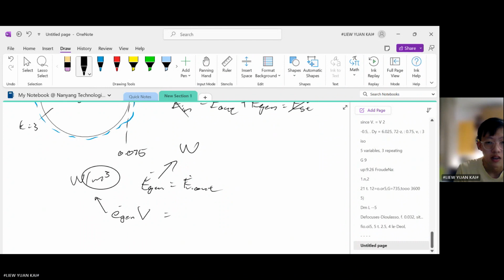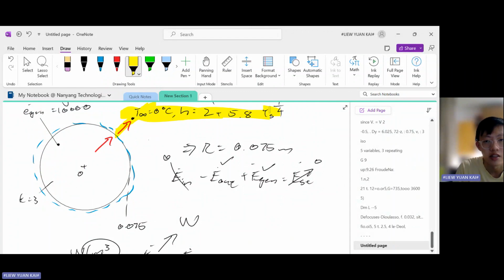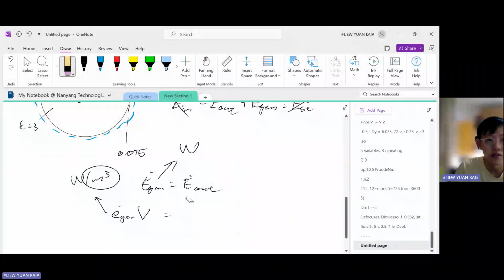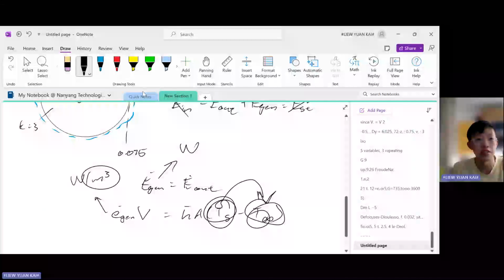So E out is given by convection, because heat is lost to the surrounding fluid via convection. So we replace E out using Newton's law of cooling, which is the convection formula: h A (Ts minus T infinity). Ts minus T infinity because it starts from the surface and then goes to the surrounding fluid. So you're using the convention T start minus T end.